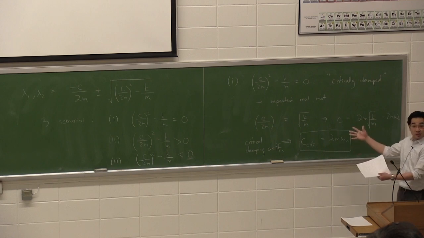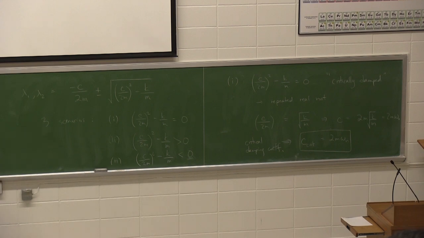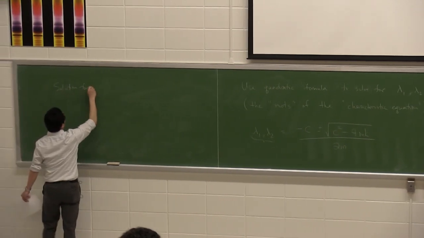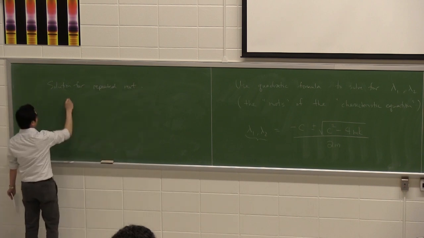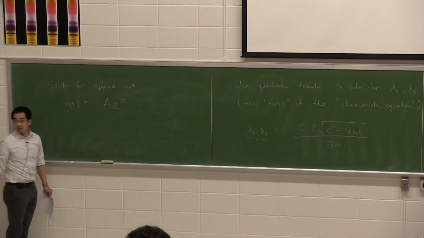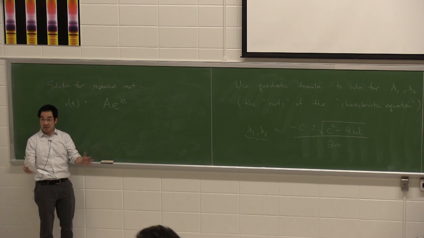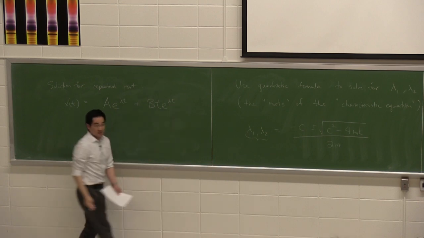OK? Now, we still have to deal with the issue, right? How do we get two solutions? Remember, in our undamped free vibration case, our two solutions were sine and cosine. Nice and easy. Here, we want to have two exponentials, one with lambda 1 and one with lambda 2, but we can't. So the solution for repeated root, I'm just going to give it to you. It'll be like the following. It'll be A e to the lambda t, where lambda is understood to be lambda 1 equal to lambda 2. It's the same lambda. And we're going to add this to B t e to the lambda t.